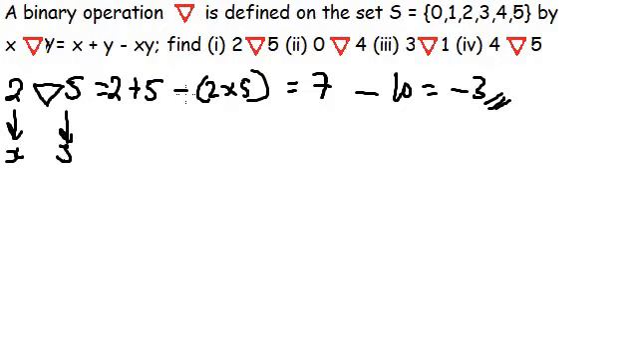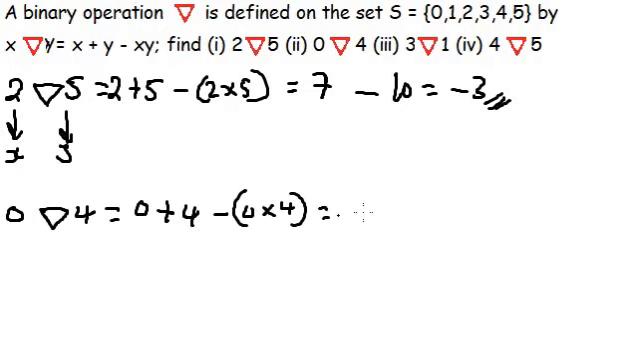Now on to part 2, which is 0 inverted triangle 4. This is our x and this is our y. So just plug this right into this expression. We have 0 plus 4 minus, in parentheses, 0 times 4. So that will result in 4 minus 0, since 0 times 4 is 0, and we will end up with 4.